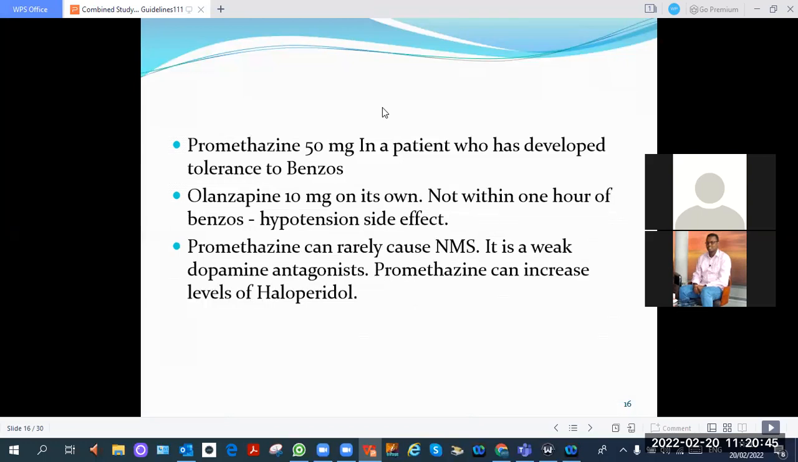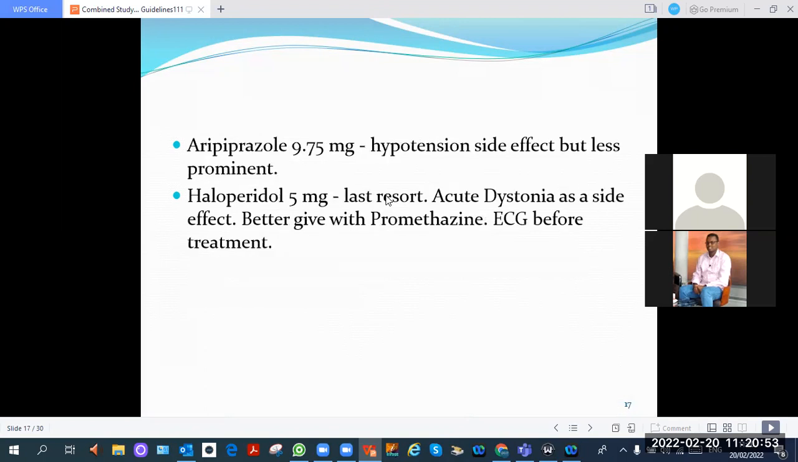It's a weak dopamine antagonist, so be careful. Promethazine can increase the levels of haloperidol. Aripiprazole acute injection is another thing we use from time to time. I've maybe used it once or twice, so I don't have that much experience with it, but it works. Hypotension can be a side effect, but it is less prominent as compared to olanzapine causing hypotension.